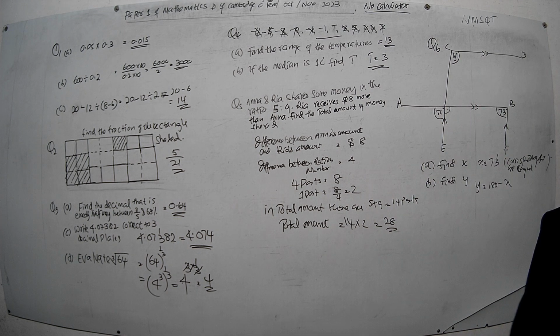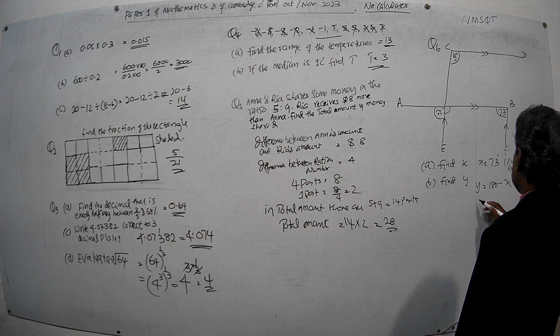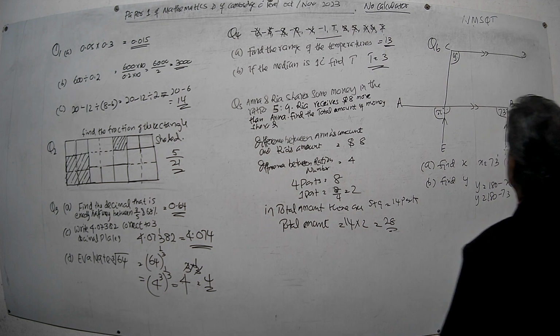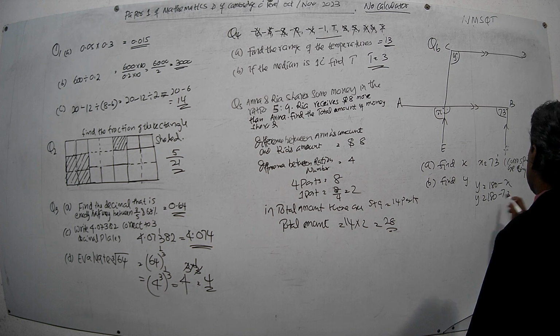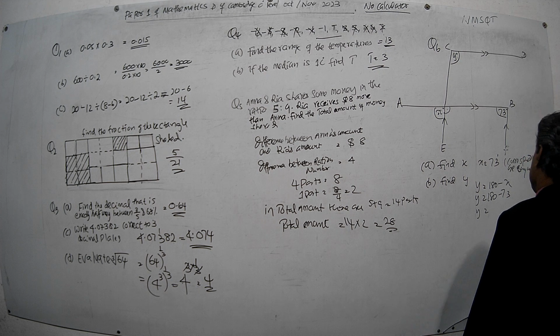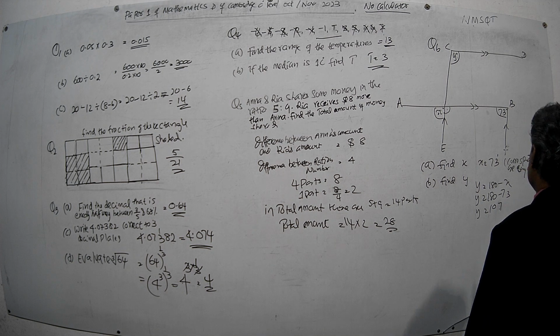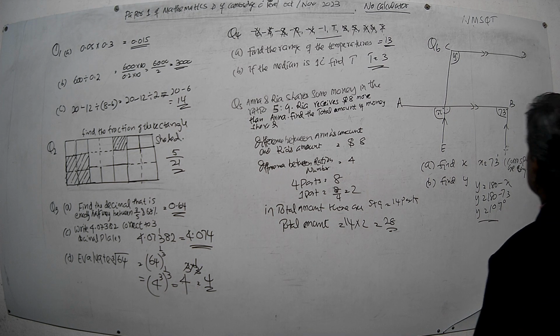Then y equals 180 minus 73. Then you deduct 73. Then y equals how much? 73 means 103. Sorry, 107. Y equals 107.